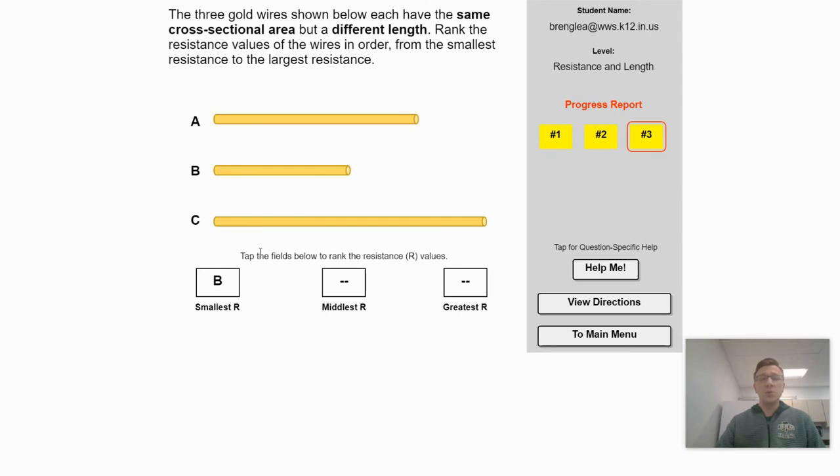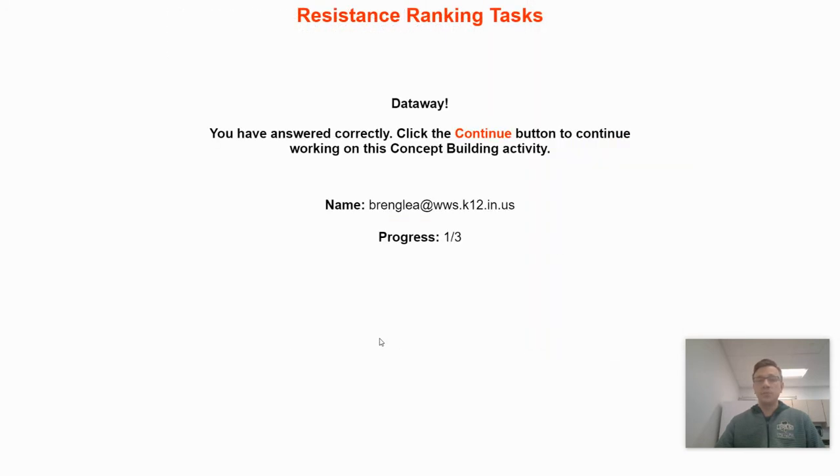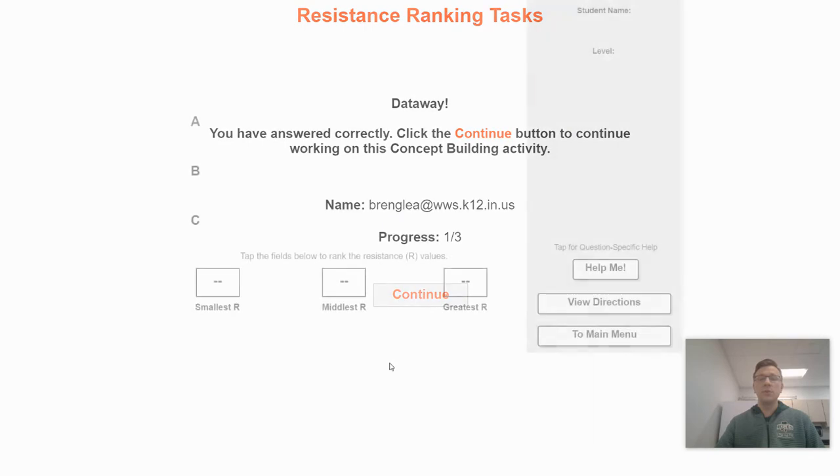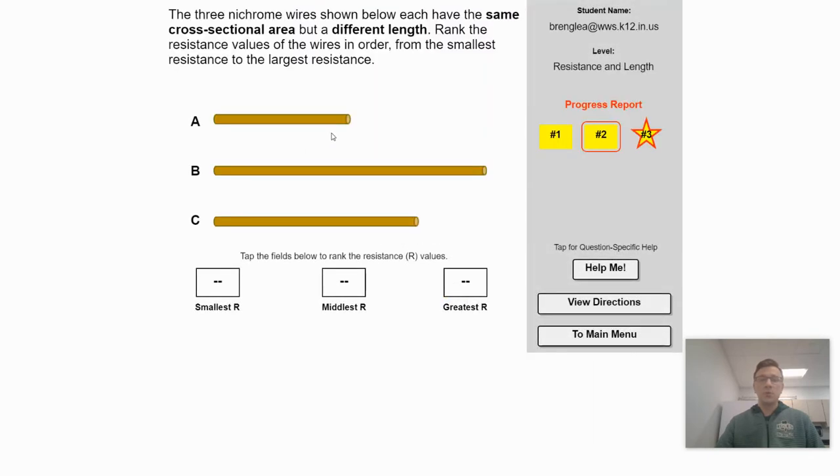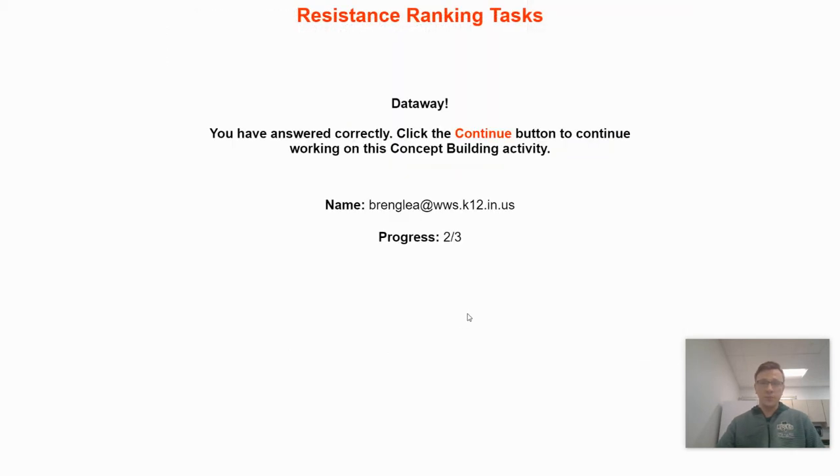So the smallest resistance is always going to be associated with the shortest wire. B is the shortest, A is the middle, and the longest wire, which will have the greatest resistance, would be wire C there. And that's all you're doing for this particular level. We're just ranking the length. So again, the shortest wire would be the smallest resistance, and then the middle wire would be the next one, and then the most resistance is the longest wire.